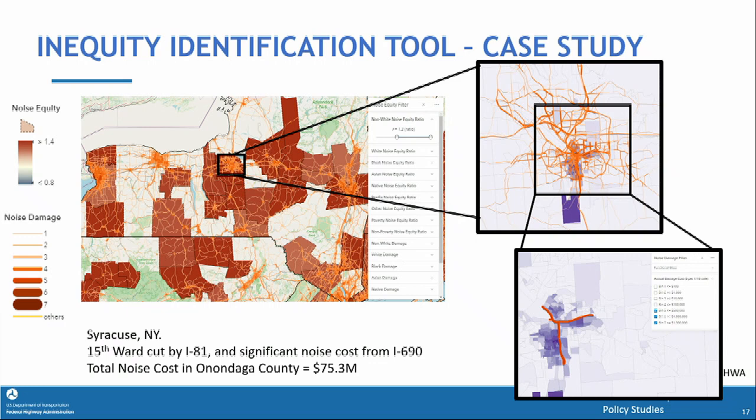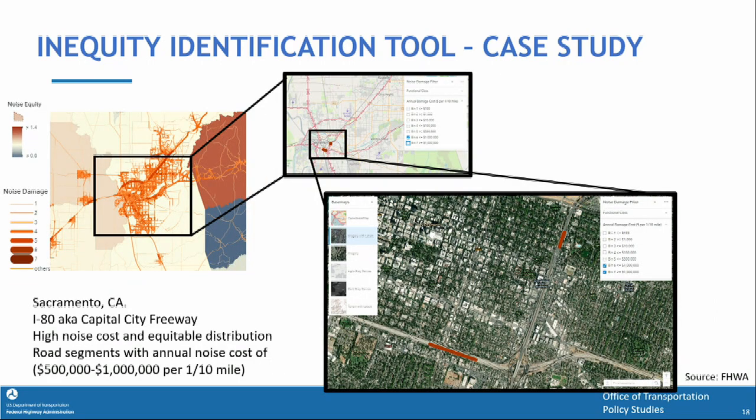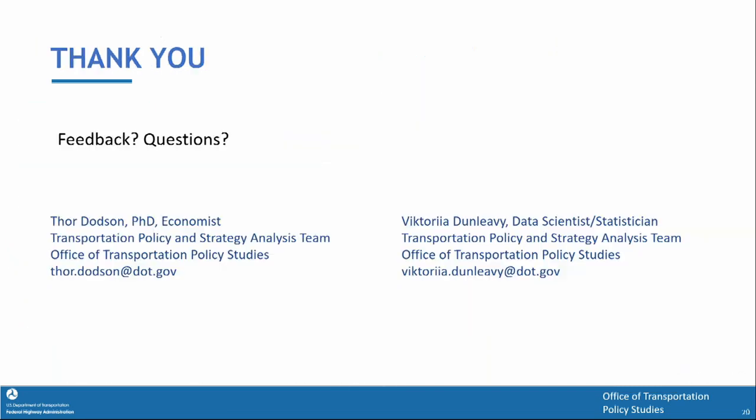So for instance, you can filter which counties are shown to have a noise equity ratio higher than a certain value, as well as filtering for the magnitude of the noise damage for each road segment to understand which roads we should target, which areas have high inequity. So in the bottom right, we can see we filtered for roads that have greater than $500,000 per 1/10 of a mile, which are clearly good candidates for some sort of noise mitigating procedure. I have a couple more case studies, but for the sake of time, we'll jump right into the tool.